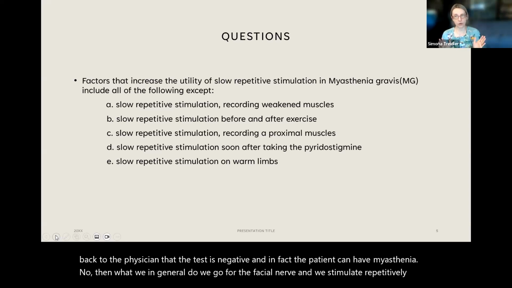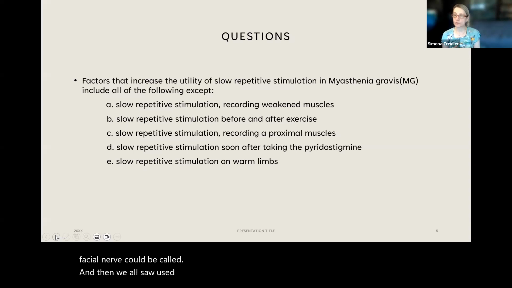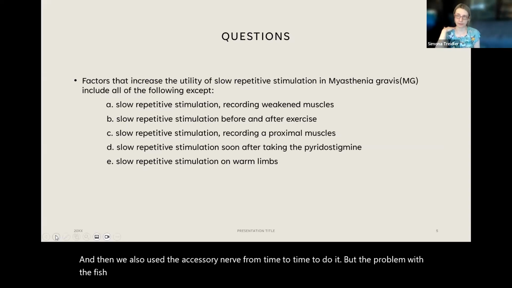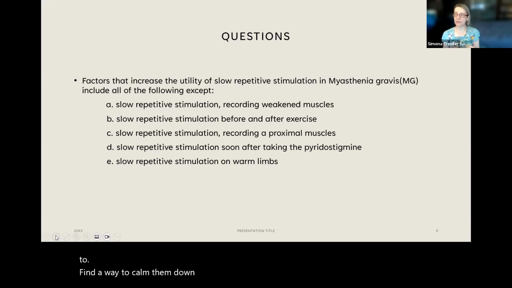Then what we in general do, we go for the facial nerve and we stimulate the facial nerve repetitively. And then we also use the accessory nerve from time to time to do it. But the problem with the facial nerve and the accessory nerve, which is recorded on the trapezius muscle, is that the patient is going to move when you stimulate them. It's a painful test, no? And then you have to find a way to calm them down, relax them, but it's difficult. It's really painful. It's not an easy test to tolerate.